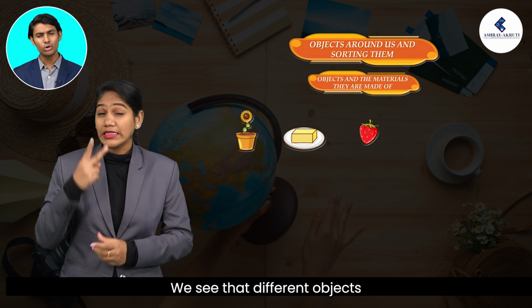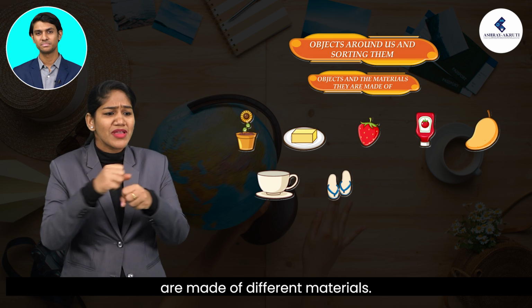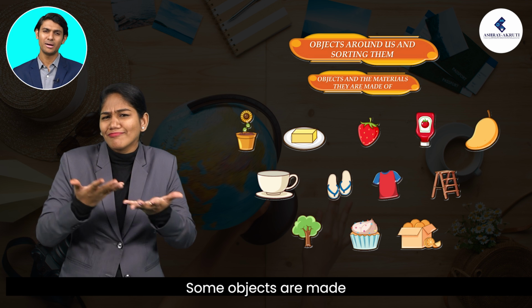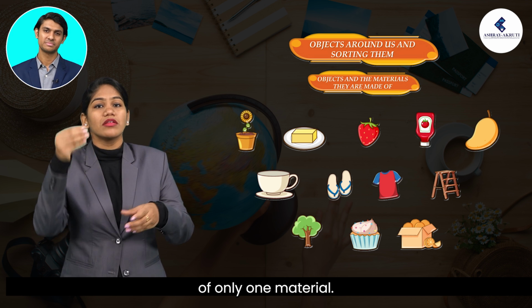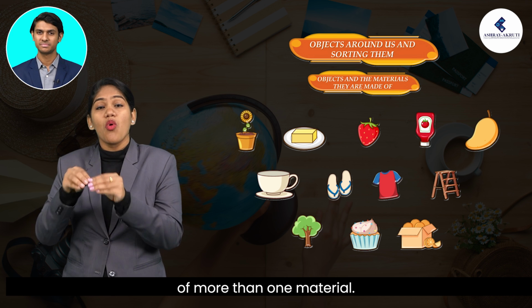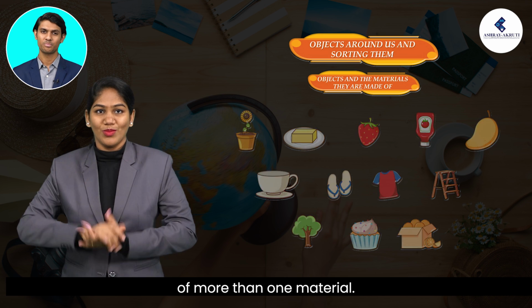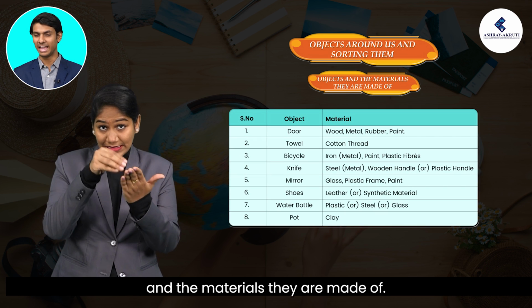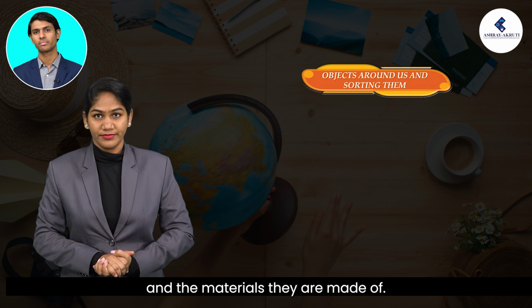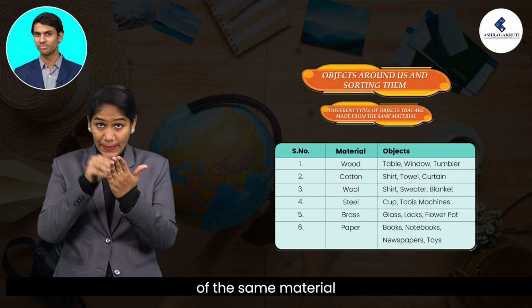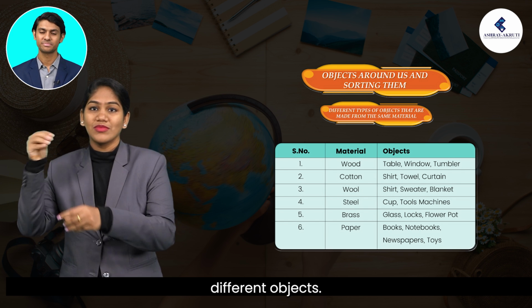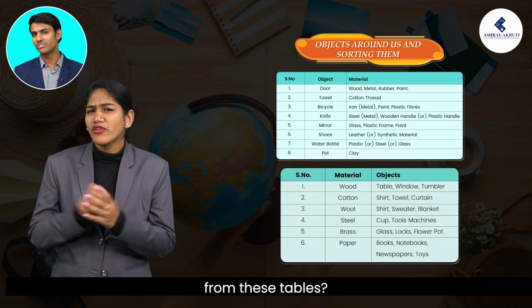We see that different objects are made of different materials. Some objects are made of only one material. Some objects are made of more than one material. Here is a list of few objects and the materials they are made of. We can also make a list of the same material that can be used to make different objects. What do we find from these tables?